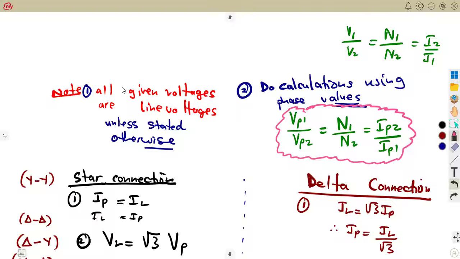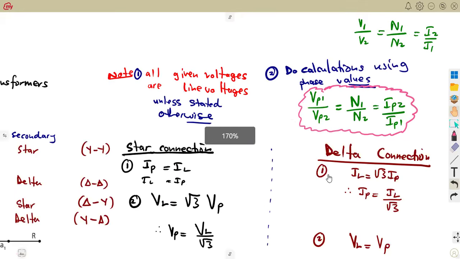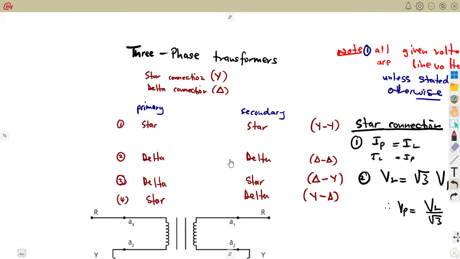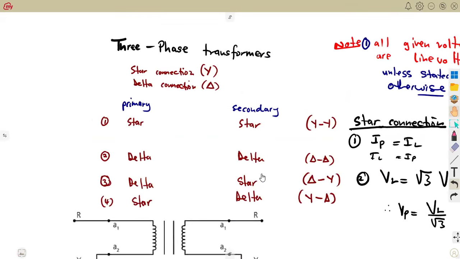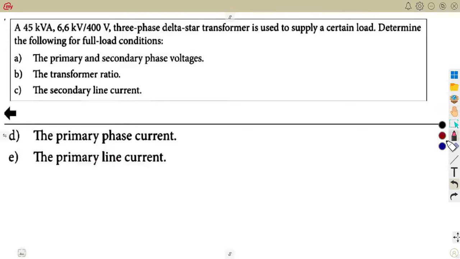The only part that we're going to talk about in our next class will be parallel operation of transformers. That's where we have got something that we can consider as changes that can happen. But in this case, nothing has changed from what we used to do in Electrotechnology before. So this is a typical question that we can be given. This is an example that we're having there.